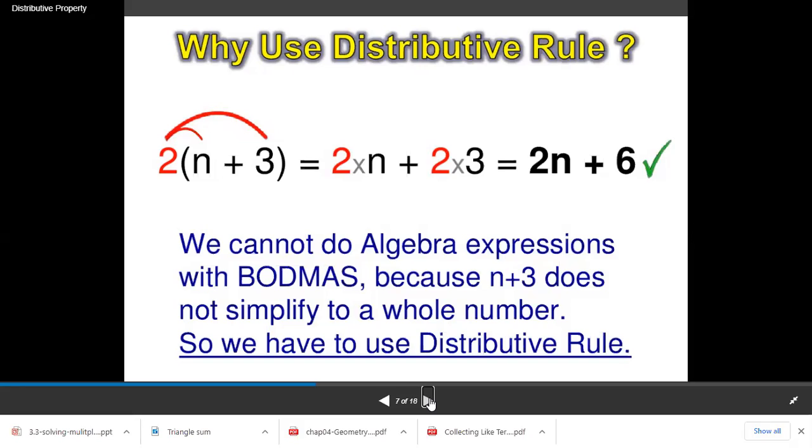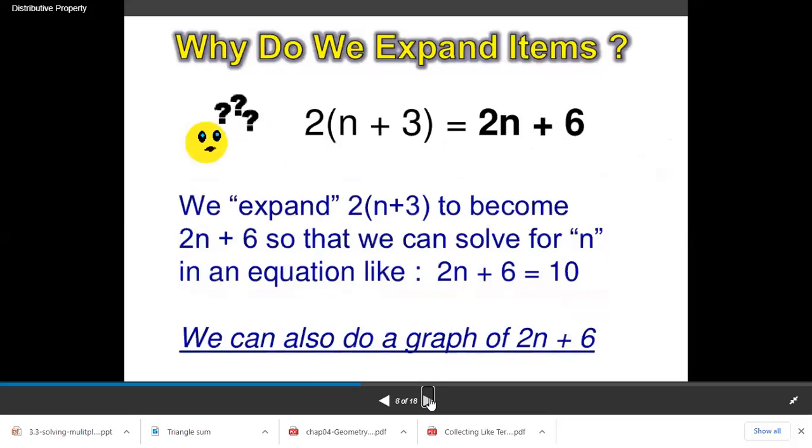Do we have one more step, or do we have to stop at 2n plus 6? We have to stop, because this is unlike terms. n and 6 are not like terms, so we can't simplify them together. So you have to stop at 2n plus 6. This is how to expand the parentheses. You have 2 before the parentheses, and you have n plus 3. Then you are going to multiply, or distribute, 2 over the parentheses. It will be 2 times n and 2 times 3.